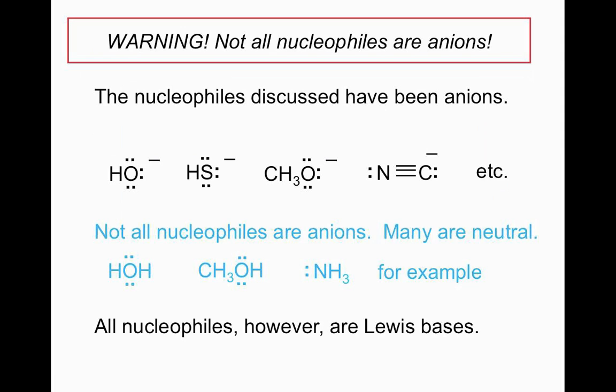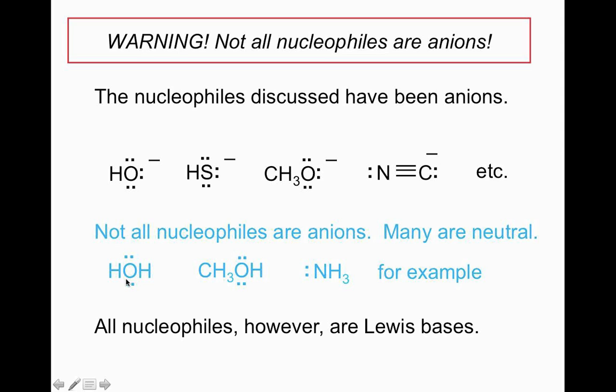Remember, not all nucleophiles are anions. All of the nucleophiles we discussed on the previous slides were anions. Those included such things as hydroxide anion, thiol anion, alkoxide anions like methoxide, and cyanide anion. Students find it very easy to memorize that as long as they have an anion, they'll have an SN2 mechanism. This is not always the case.